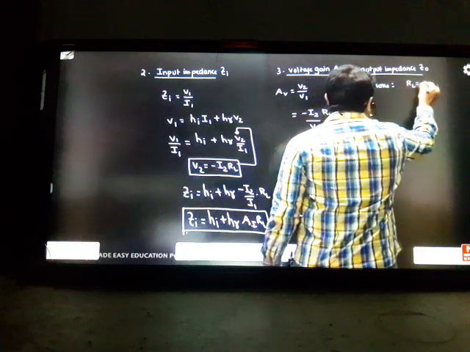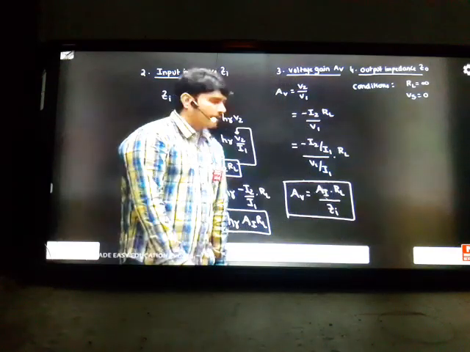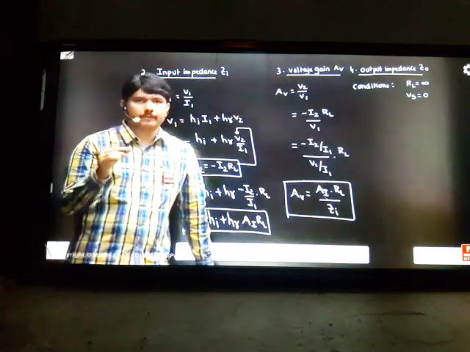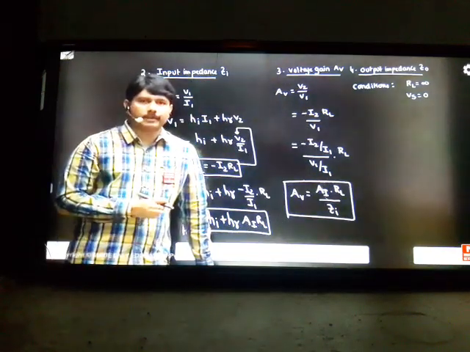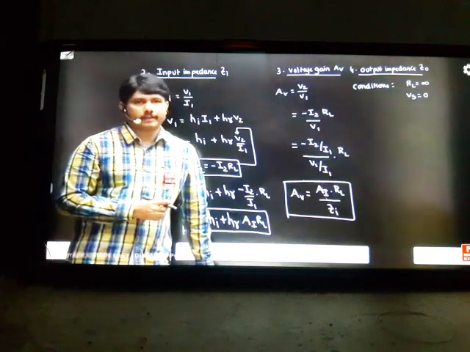One is the load should be infinite. And your voltage source that you kept at the input should be 0. These are the rules. For input impedance, we don't have any rules. Straightforward, you get the answer. But for output impedance, there are rules. If you are solving from output to input, suppose at the input there is a voltage source, you have to make it short. If there is a current source, you have to make it open. Then you have to find the equivalent resistance. That is your Ro.